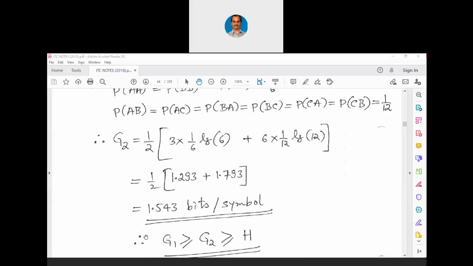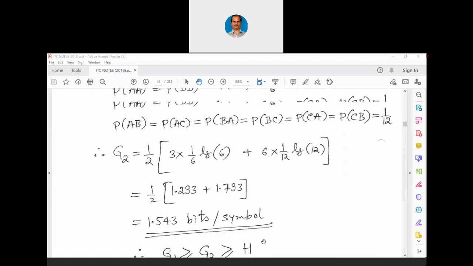So, now G1 is greater than or equal to G2, that is satisfied. G2 is greater than or equal to H, that is satisfied. How?